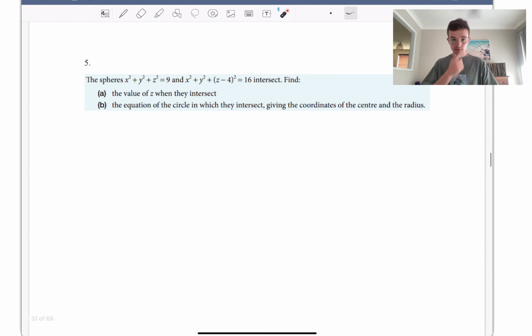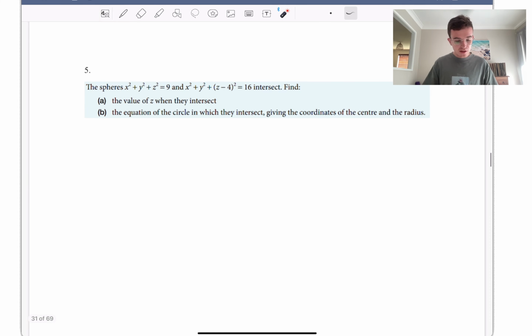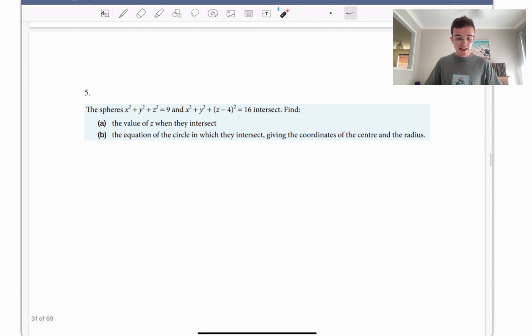Our next example says the spheres x squared plus y squared plus z squared equals 9 and x squared plus y squared plus z minus 4 squared intersect. Find the value of z when they intersect. Well, if I were to subtract these equations, I would get some things that are cancelling out.